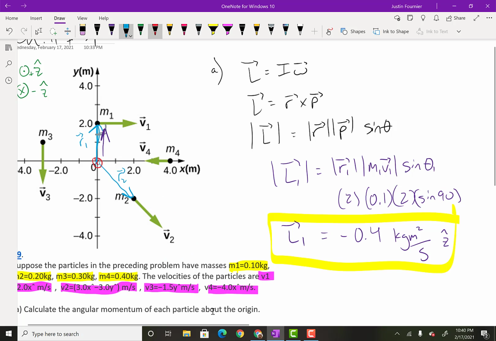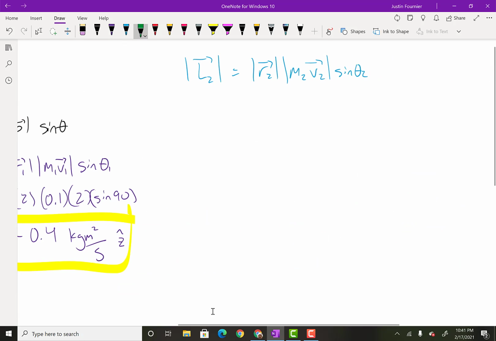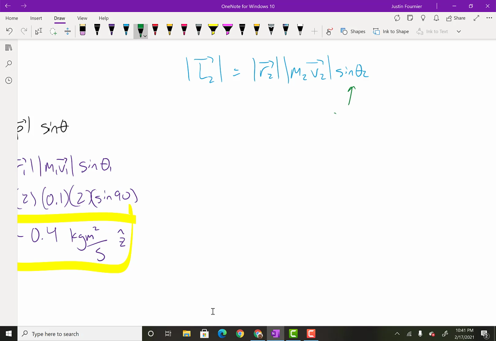So what's the angle between these two? Well, it's 0. If I put R2 and V2 together, the angle between them is 0. And if the angle between them is 0, sine of 0, whatever all this nonsense is, sine of 0 is just 0. So the angular momentum here, L2, is just going to be 0.